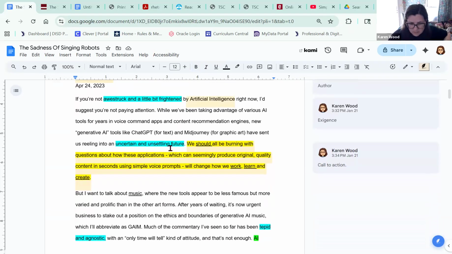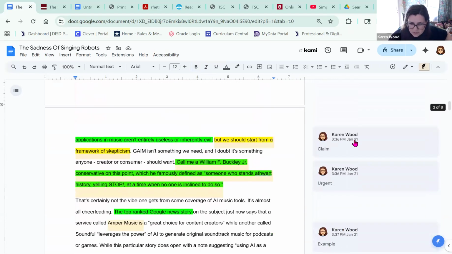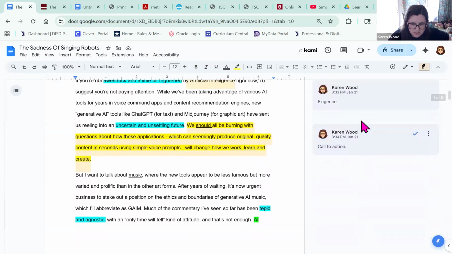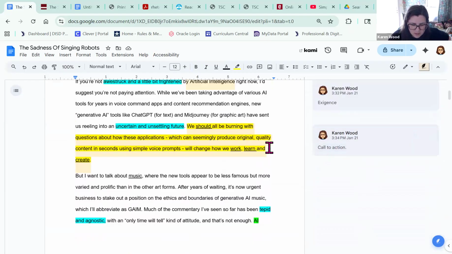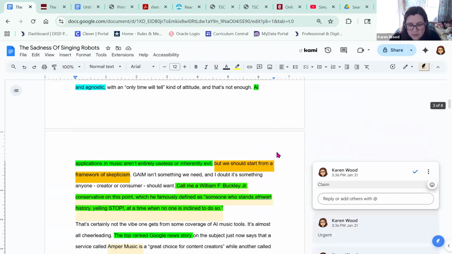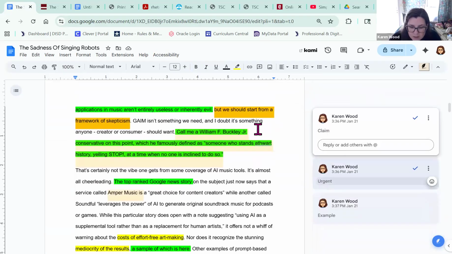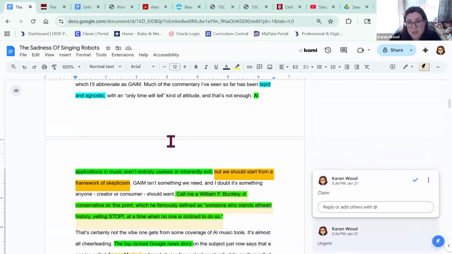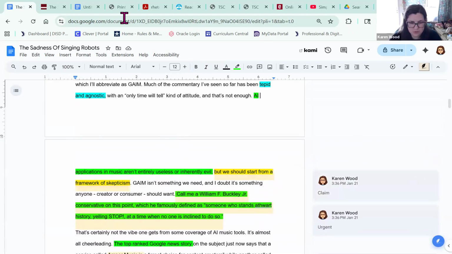And did we have our claim? Here we go. We should start from a framework of skepticism. Now that I'm looking back, oh, that's not his claim. He's like priming the well here. So he's making a claim that we should be inherently skeptical when it comes to AI and how we use it in the music industry.